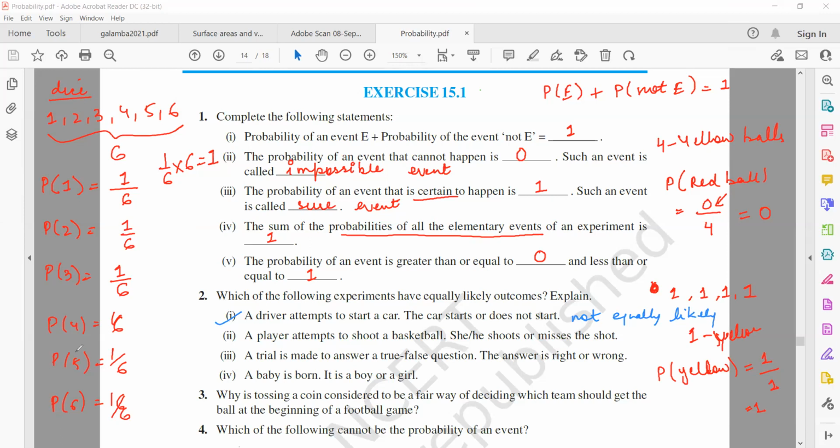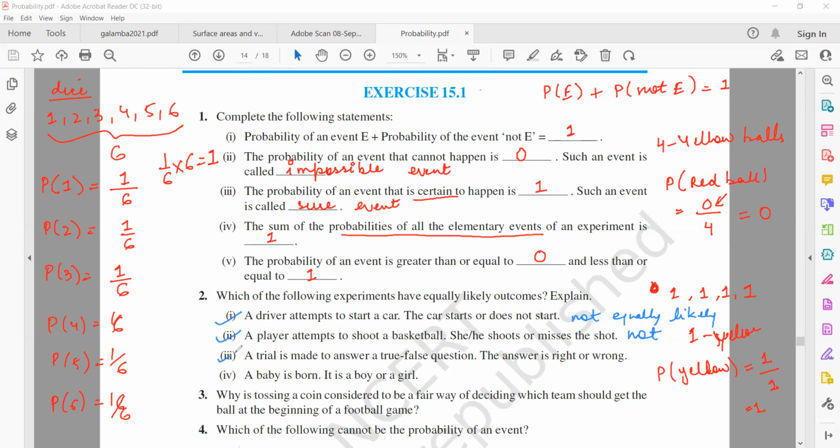Okay. Second, a player attempts to shoot a basketball. He or she shoots or misses the shot. What do you think about this one? Not equally likely. Why? Ma'am, because it depends upon the player. If he or she is a good basketball player, a trained basketball player, there are greater chances that he or she will not miss the shot, right? Yes, ma'am. So there is again a dependency here. So it is again not equally likely.